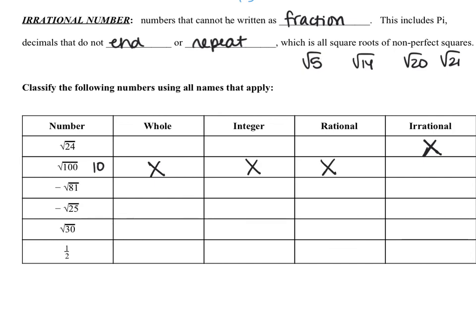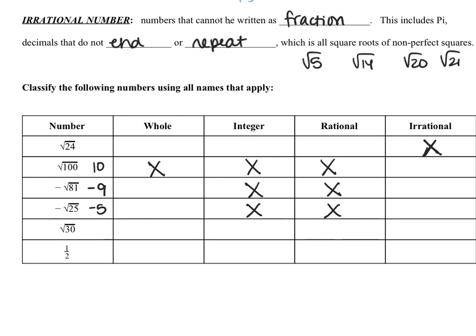The negative square root of 81: the square root of 81 is 9, but then I'm going to make it negative. It can't be whole because it's negative, but it is an integer and it's rational. And keep in mind, something can't be both rational and irrational at the same time. It either has to be one or the other. The negative square root of 25 would be negative 5, so it can't be whole because it's negative, but it is an integer and rational.